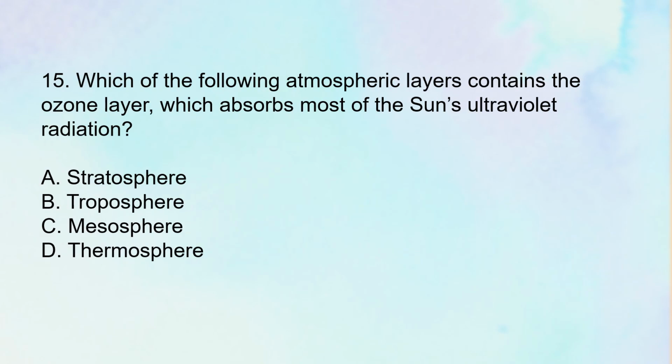Number 15. Which of the following atmospheric layers contains the ozone layer, which absorbs most of the sun's ultraviolet radiation? Letter A, stratosphere. Letter B, troposphere. Letter C, mesosphere. Or letter D, thermosphere.